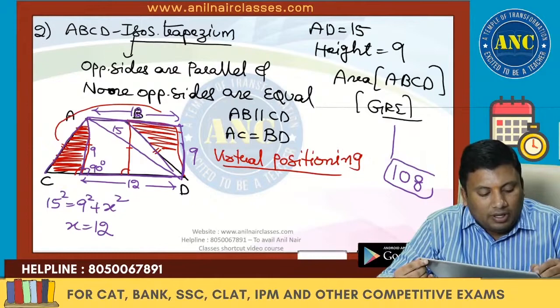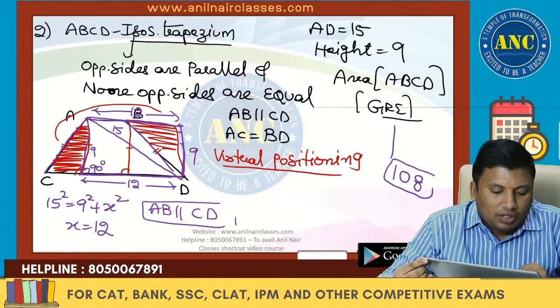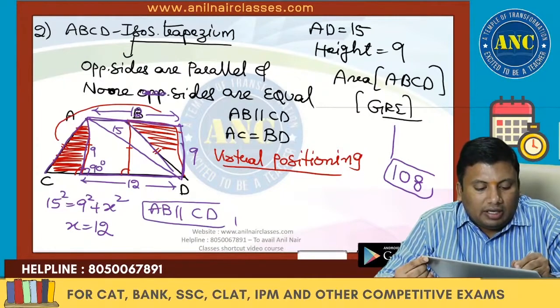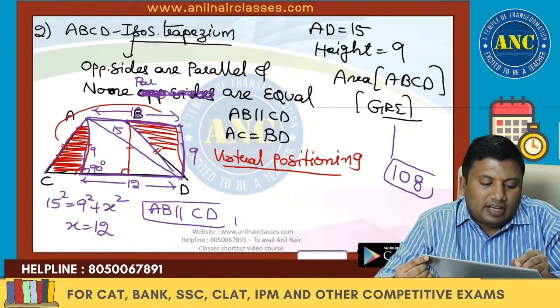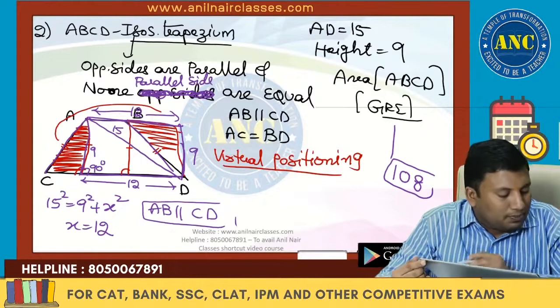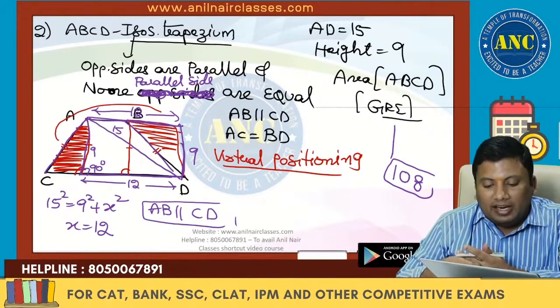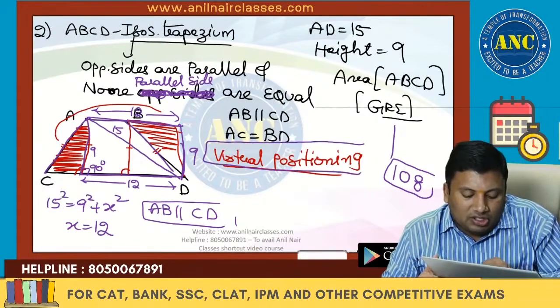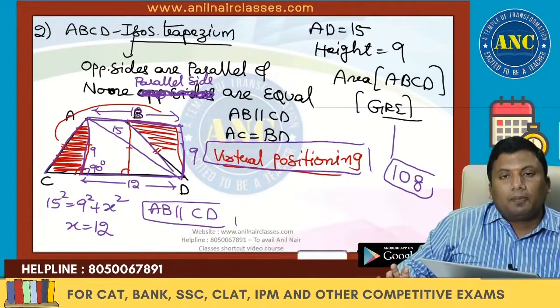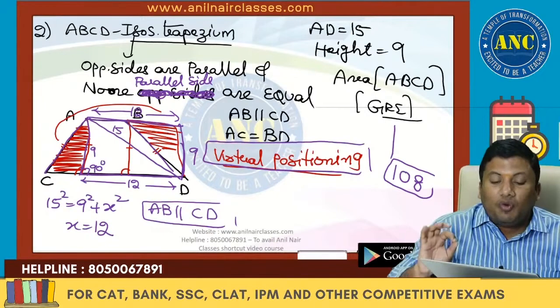Here I assumed that AB is parallel to CD. So non-parallel sides are equal. This is the exact way of putting it. It is not non-obtuse. Yes, Saima, you are right. Opposite sides are parallel, non-parallel sides are equal. I hope you have understood the beautiful way of solving this question by using virtual positioning. I hope you all enjoyed this beautiful way of solving.